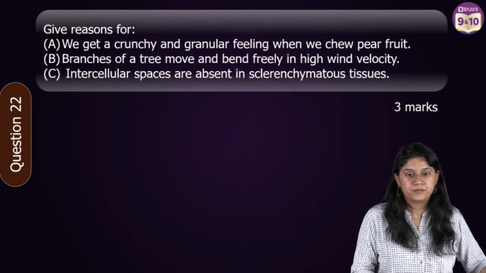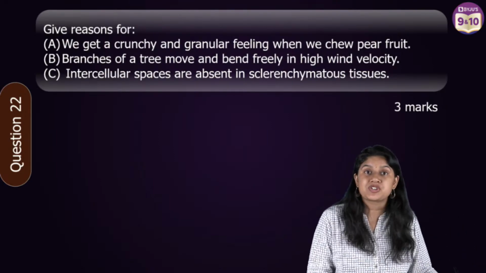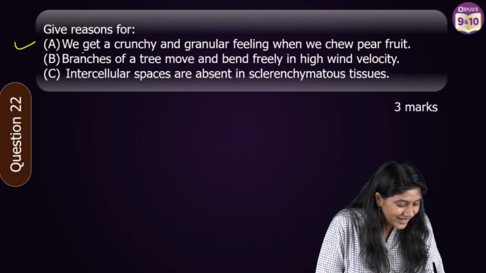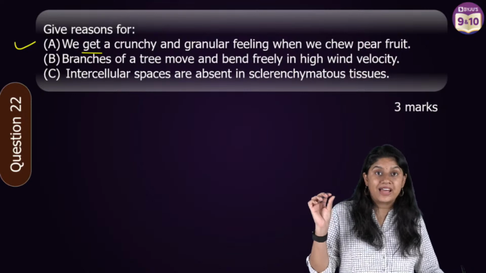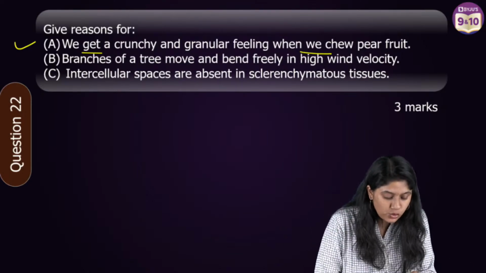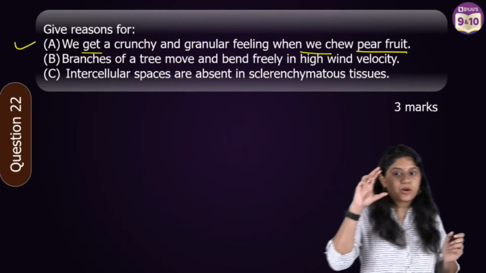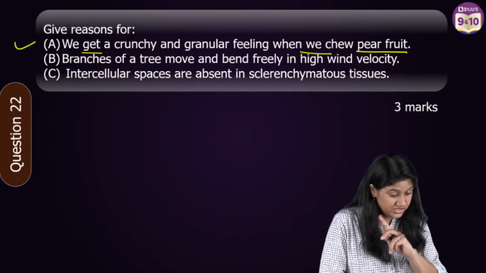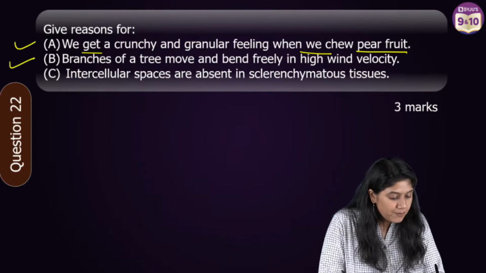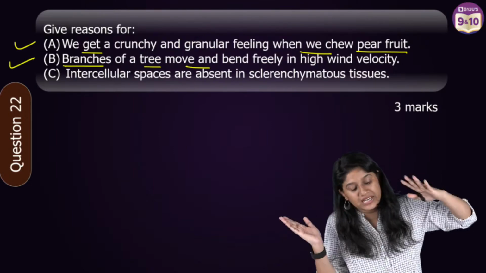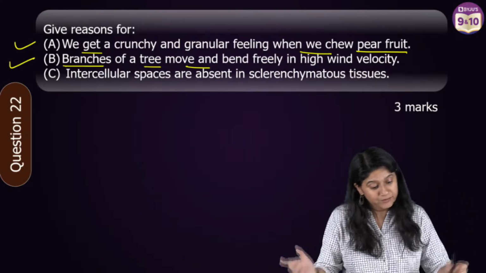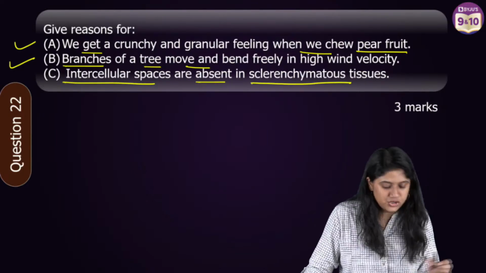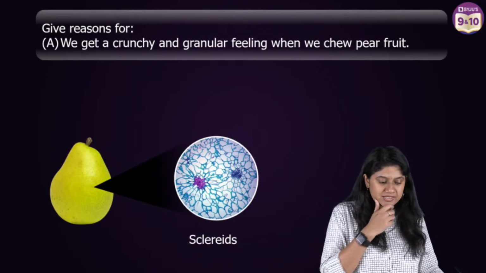Good. Very good. Chaliye. We have this question, everyone. We have to give the reason for it. A. We get a crunchy and granular feeling when we chew a pear fruit. I'm sure you would have eaten a pear, right? And when we eat it, it has a texture, right? What is the reason behind it? Second is, a branch of a tree moves and bends freely in the air, wind velocity. Third, intercellular spaces are absent in the sclerenchyma tissue. 3 marks question, 3 reasons.